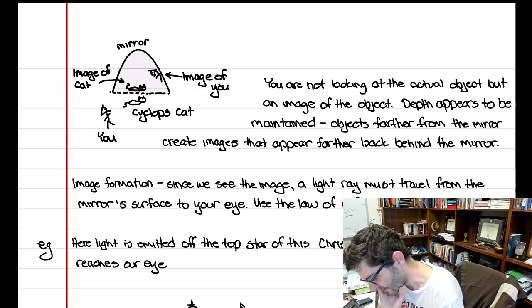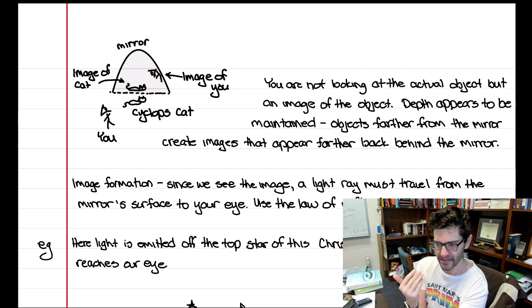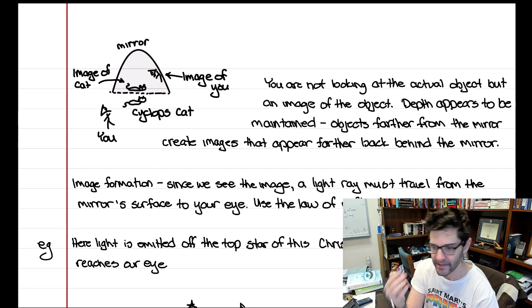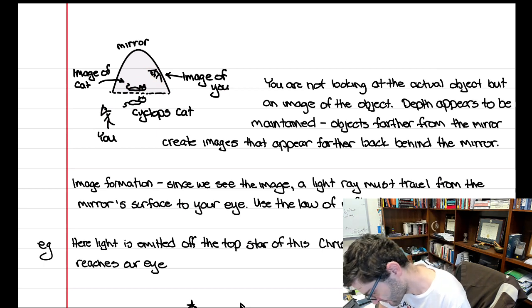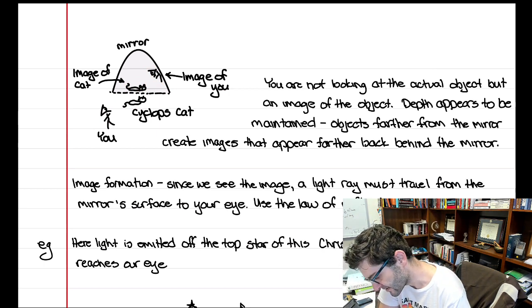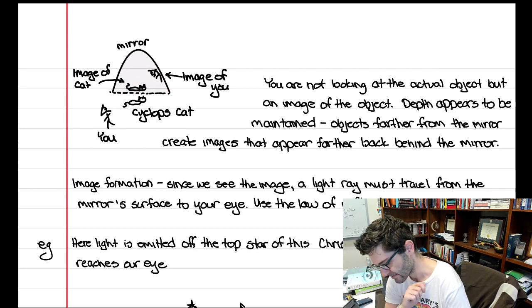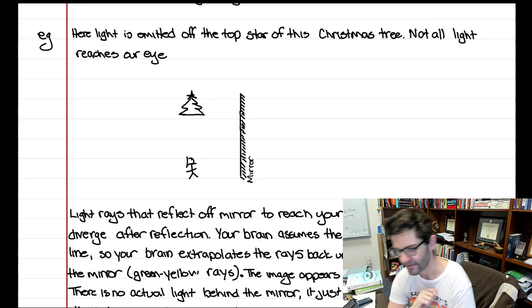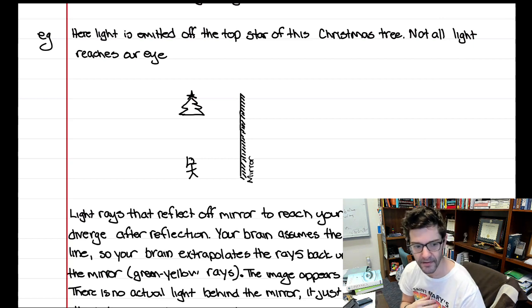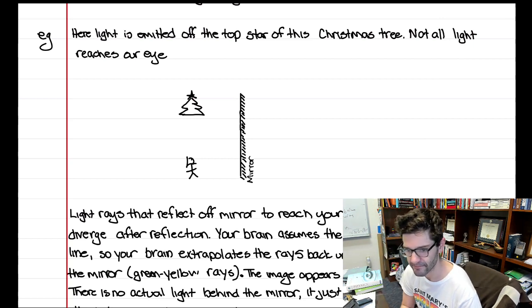So again, you're not looking at the actual object, but you're looking at an image of the object. And depth does appear to be maintained. Objects farther away from the mirror create images that appear farther back behind the mirror. So we can do this by using the law of reflection and just by thinking about the path that light rays must take. So here's an example. And this, I think, should be the first instance where the blank version I gave you should look like what's on the screen, and now we're going to figure it out.